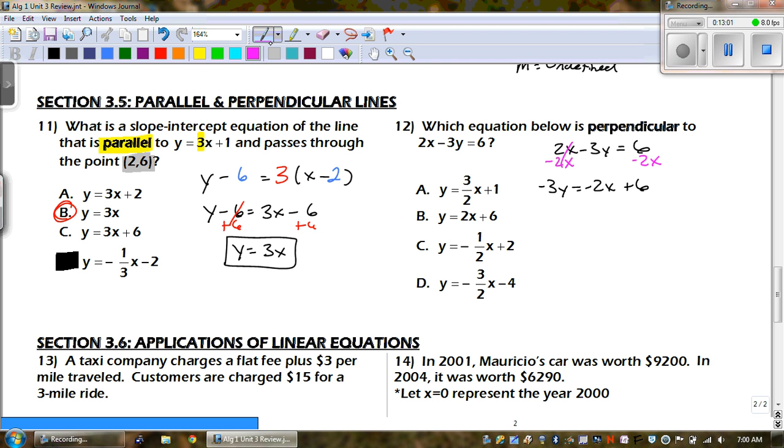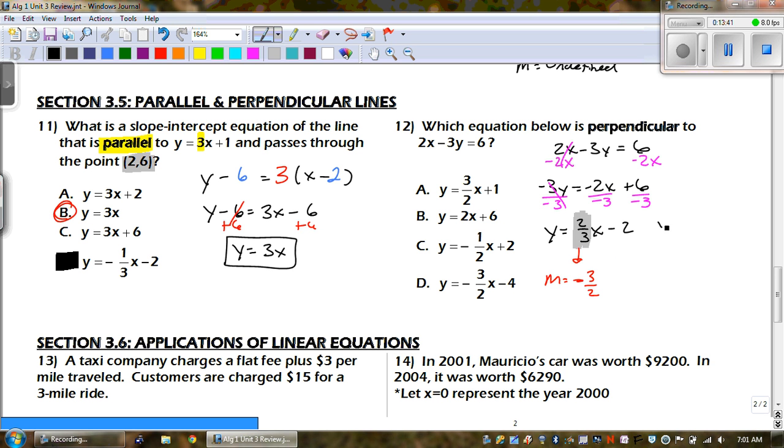Be very careful with your negatives, guys. Divide everything by -3, and we get y equals 2/3 x minus 2. Okay? Now what we want to do is steal the slope. So if our slope is 2/3, the opposite reciprocal of that, well, first it would be negative, and then it would be -3/2. Okay?